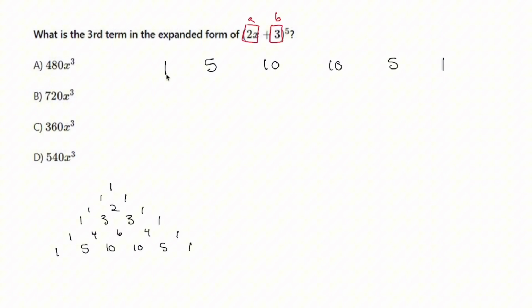So you always start out with your A's at the left, start out with A to the fifth power, and then work your way down.